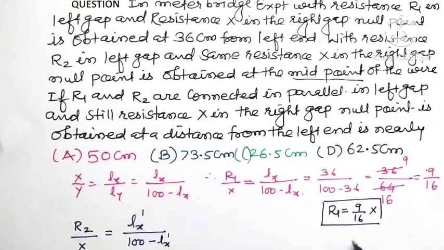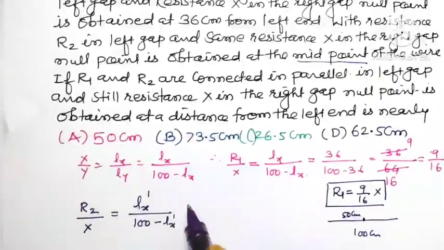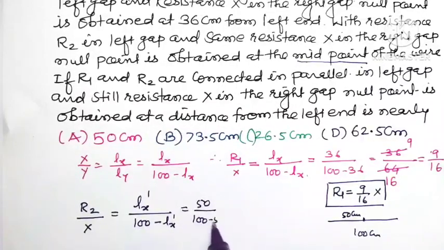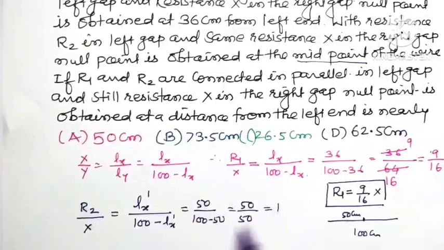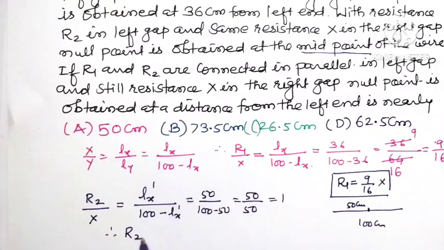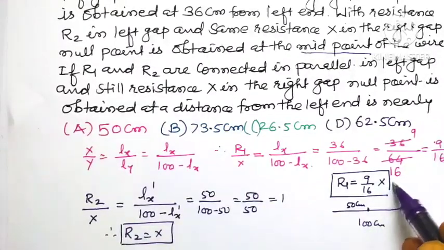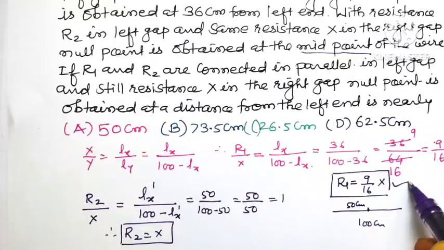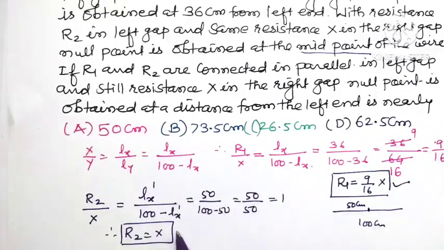The value of Lx dash is given: the null point is at the midpoint. The total length of the meter bridge wire is 100 centimeter, so its midpoint is at a distance of 50 centimeter from the left end. So Lx dash is 50, and 50 divided by 100 minus 50 is 50 divided by 50, which is equal to 1. It means R2 is equal to X. So we have R1 in terms of X as 9 by 16 X, and R2 as X.